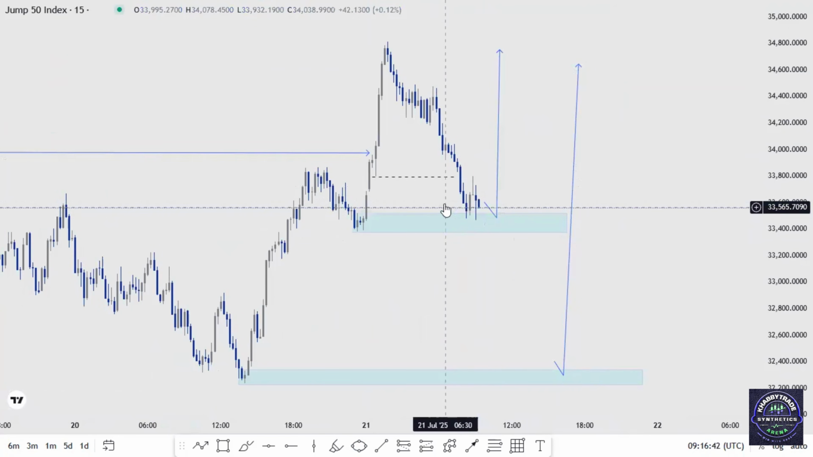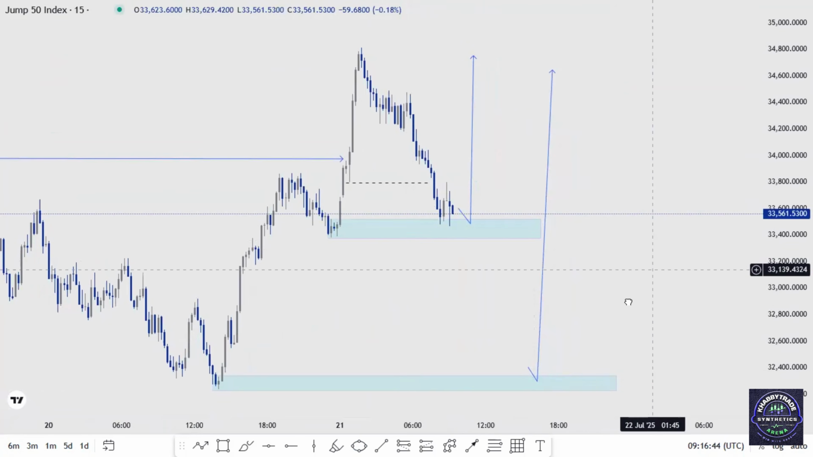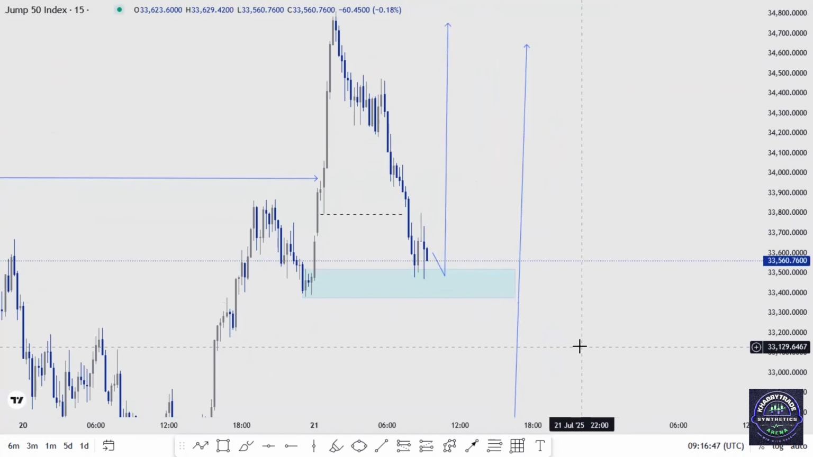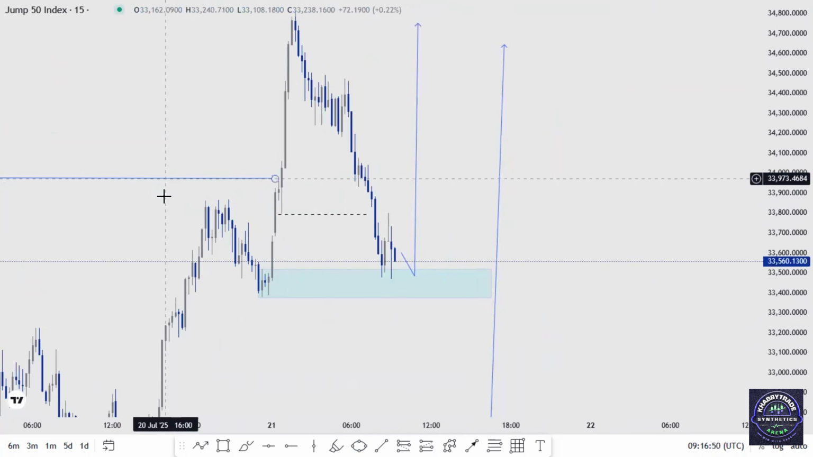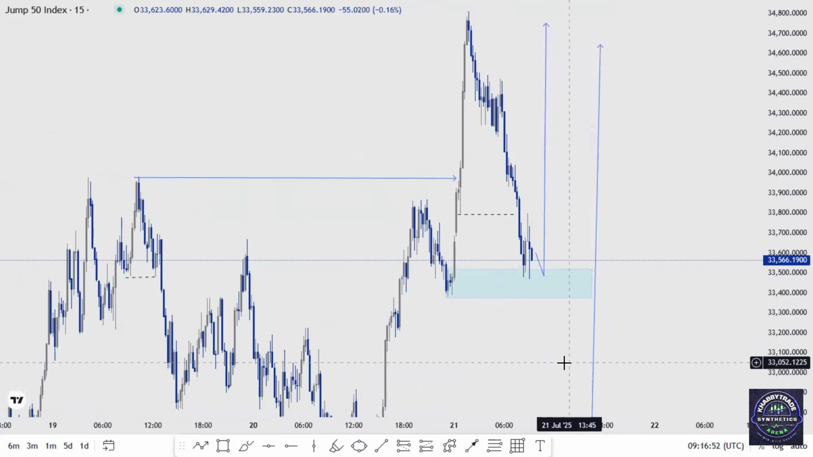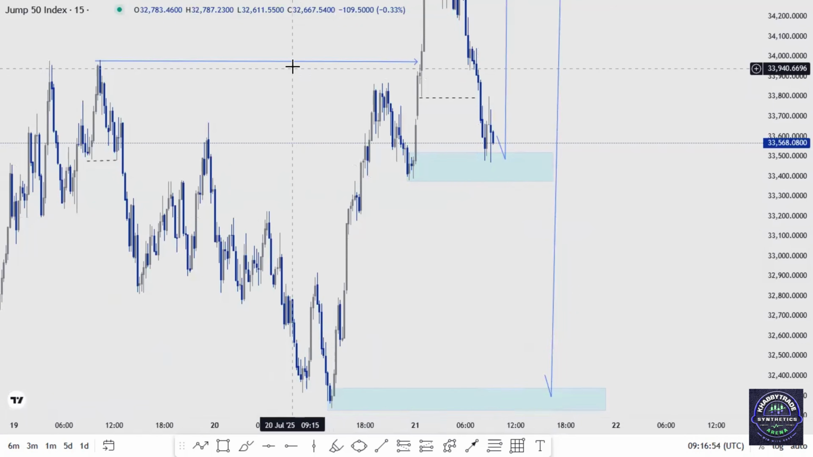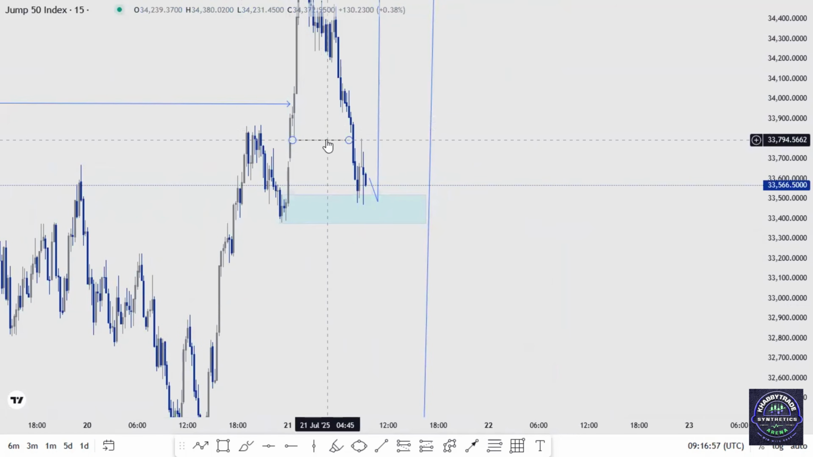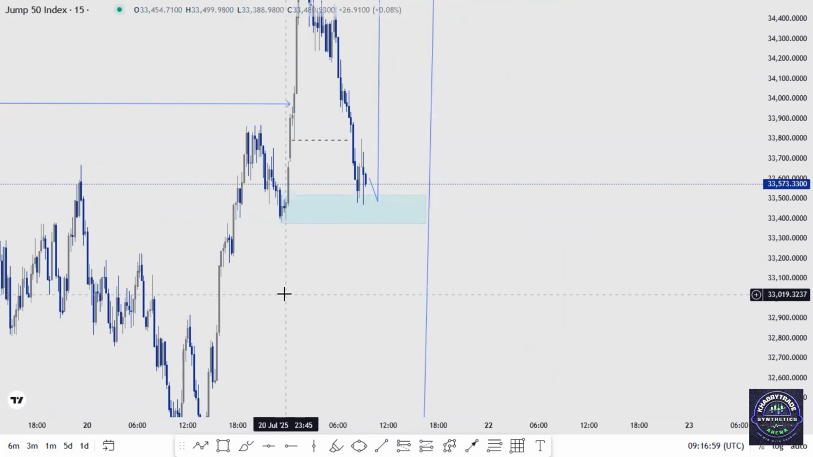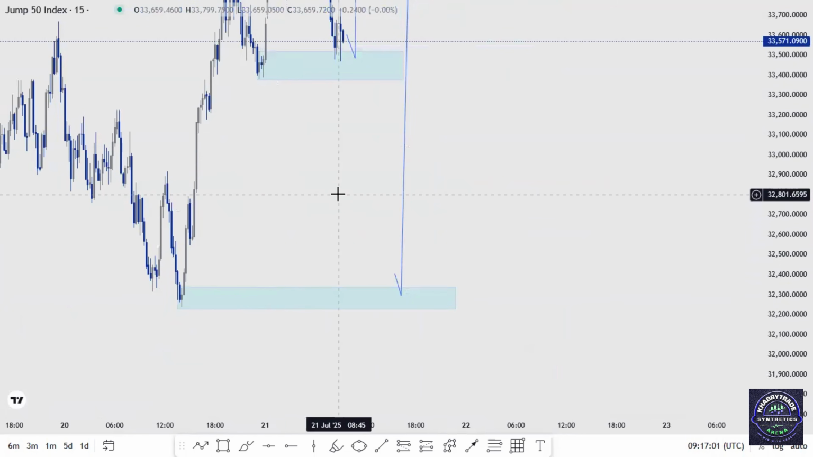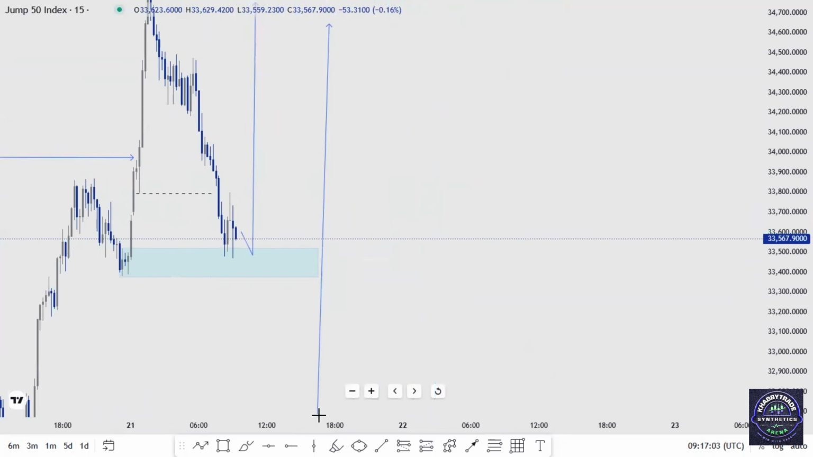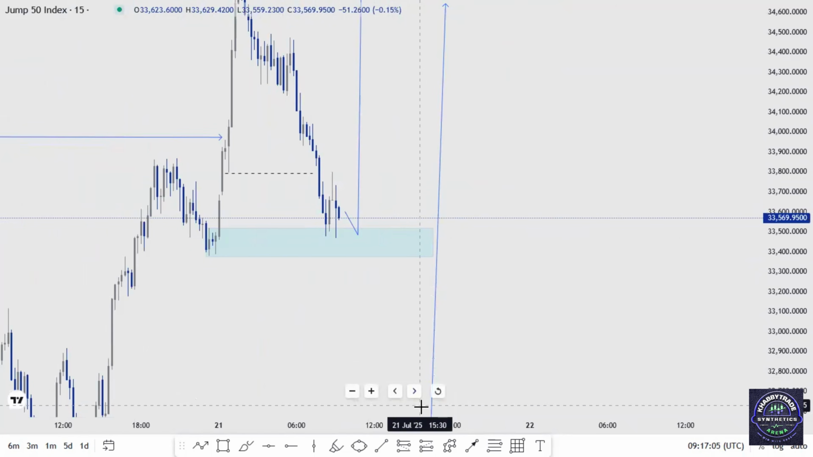Over here, this is also Jump 50. I'm waiting for confirmation. The market has entered our first POI. We had the break of structure. Let me explain this quickly. We had this break of structure over here, and we have this inducement. This is our first point of interest. This is our last point of interest. Market is currently trading around the first point of interest.